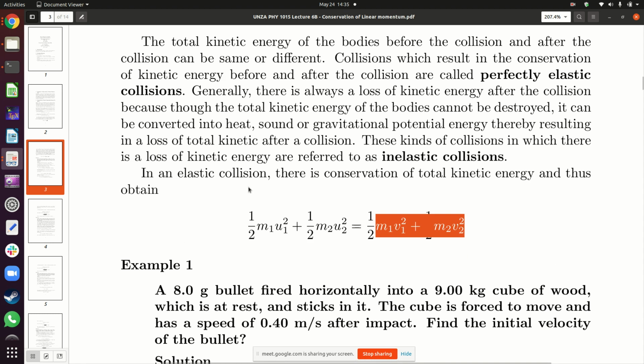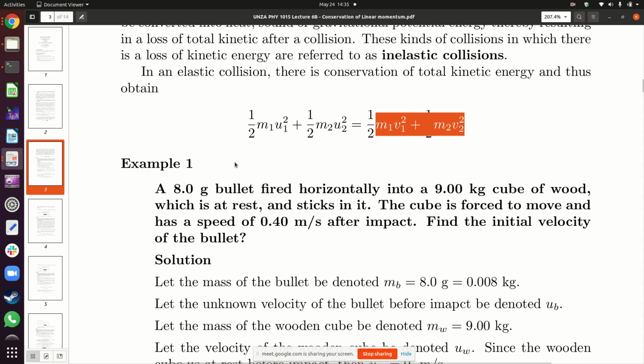Any questions before we start looking at examples? Because what comes after this is just example after example after example. Any questions?